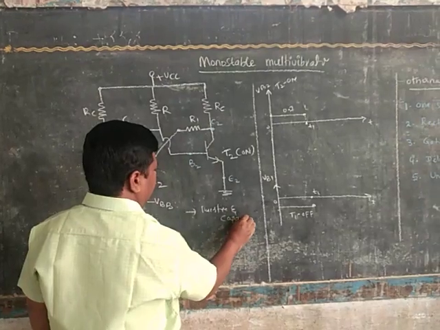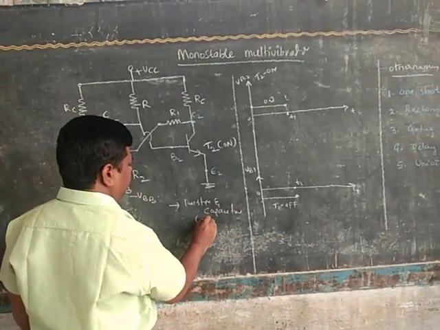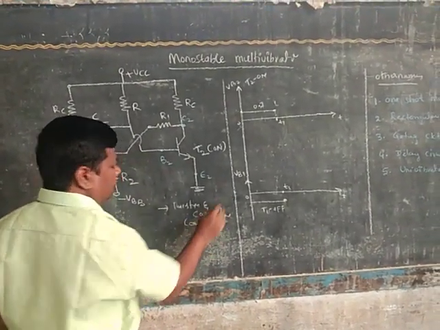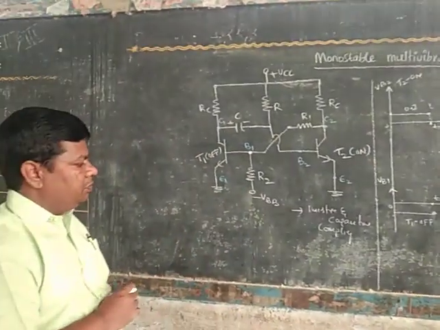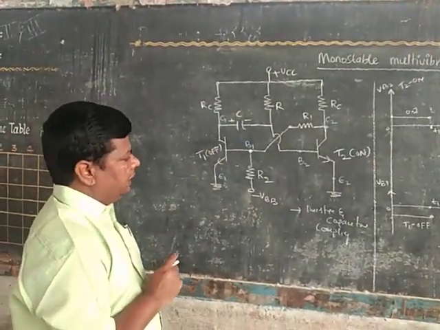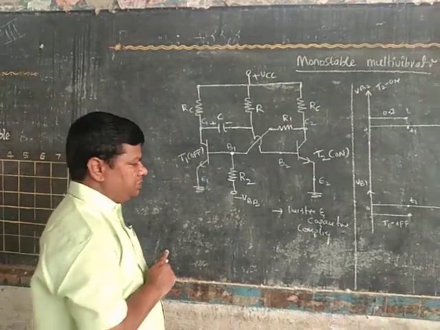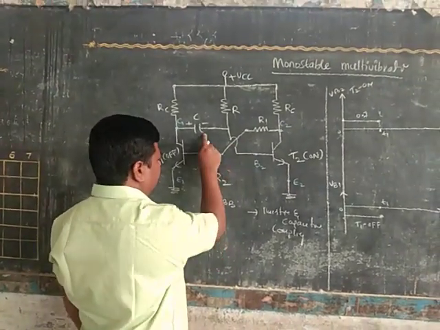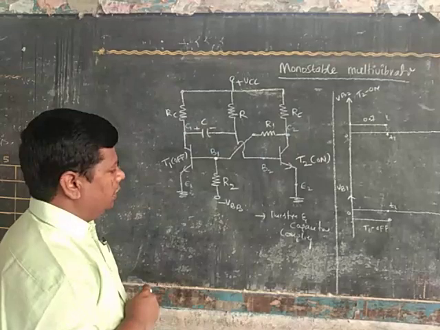Resistive and capacitive coupling is used. Whereas in the bistable multivibrator, both are resistive coupling only. Here in the monostable multivibrator, one is resistive coupling and another one is capacitive coupling.